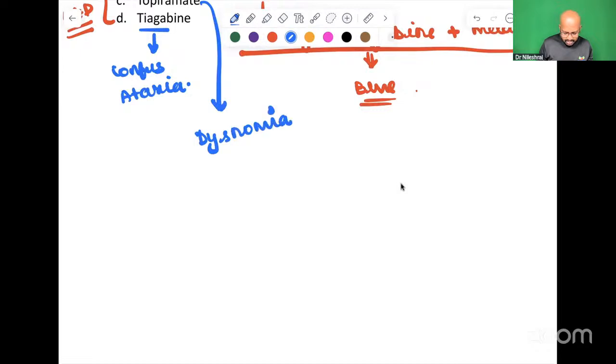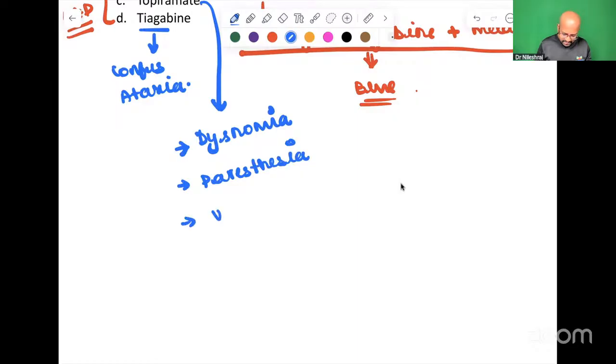What is dysnomia? Naming difficulty or remembrance issues. All of these are cognitive impairments, which are very common, the most common cause of non-compliance. If a patient is under topiramate therapy and stops taking it themselves, why? Because of these cognitive impairments. The second most common adverse effect is going to be paresthesia. Paresthesia is the second most common.